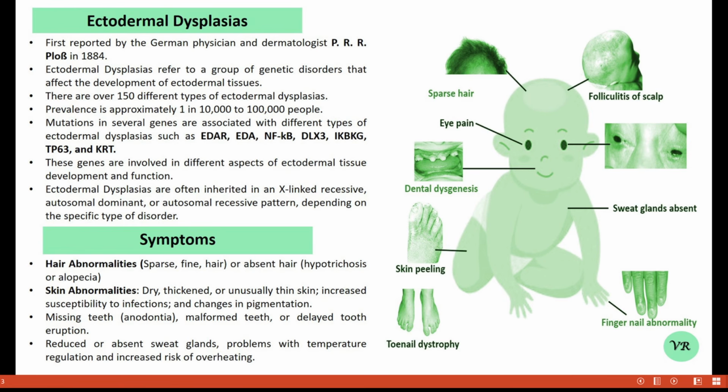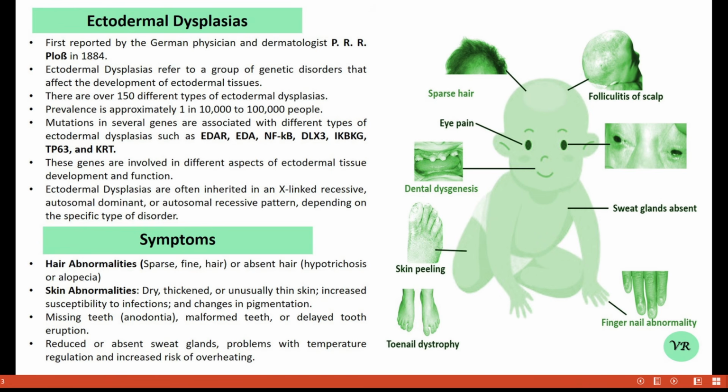Ectodermal dysplasias are caused by mutations in a variety of genes that are involved in the development and function of ectodermal tissues, such as ectodysplasin A receptor EDAR, ectodysplasin A EDA, nuclear factor kappa B, distal-less homeobox 3 DLX3, inhibitor of kappa light polypeptide gene enhancer in B cells, kinase gamma, tumor protein 63, and keratin genes. These genes are associated with different types of ectodermal dysplasia.